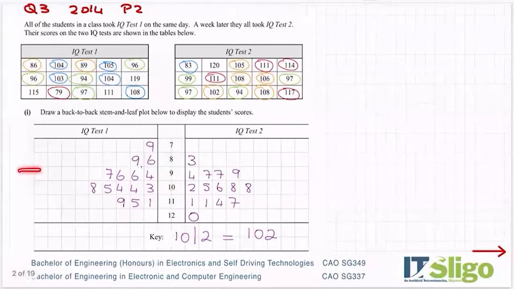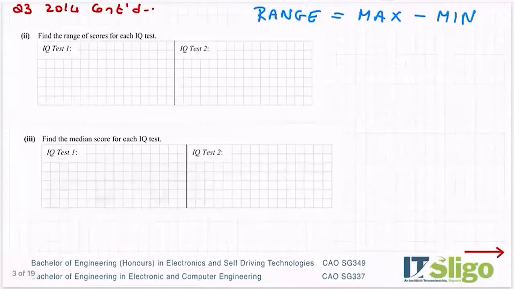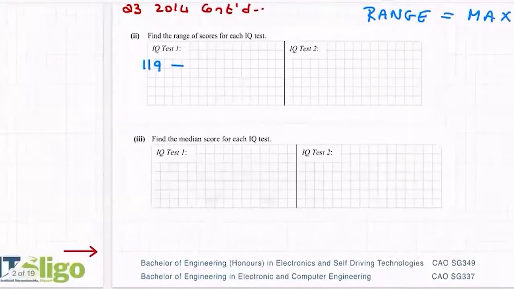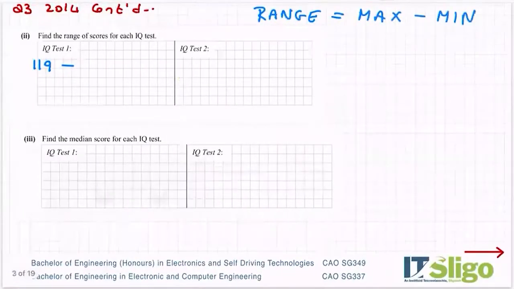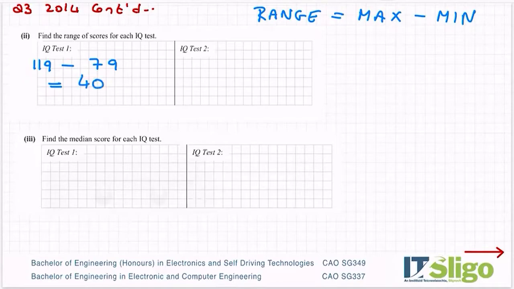Now that we've ordered the data here, it's very easy to see that the biggest value is 119, okay? And the smallest value is 79. Now you can trawl through the data to find the biggest and smallest as well, but this is the easier way of doing it. So 119 minus 79, wasn't it? Yeah. So take them away on your calculator and you'll get 40. So that was IQ test 1.